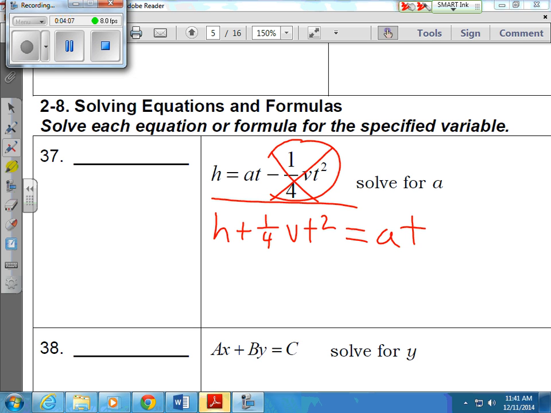Then everything gets divided by t. The thing I need to get rid of is the t. The t's cancel out. That's equal to A. So A is equal to, I can rewrite the whole thing, just switch everything. h plus 1/4 v t squared all over t.